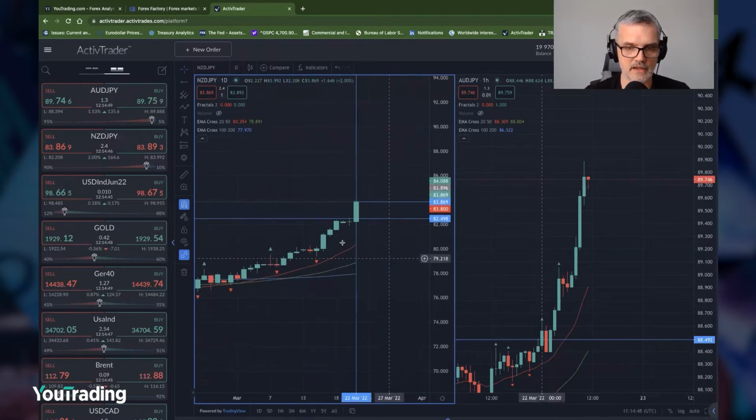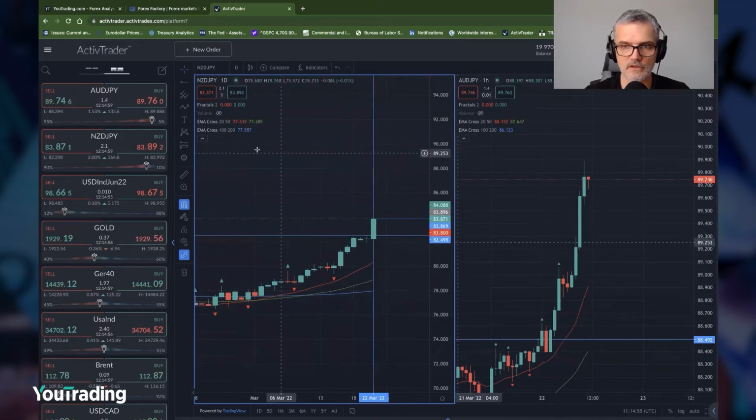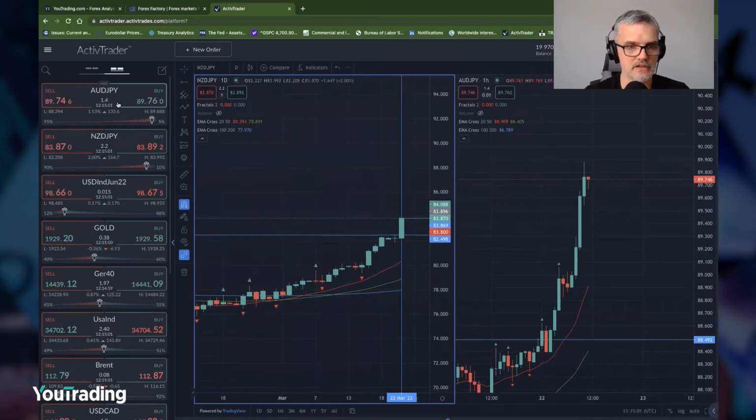If we zoom right in, we can see that we had a big impulsive move up from the middle of March, then a bit of a sideways compression, and then this big pop today. All right, so Aussie and New Zealand dollar versus the yen both going higher.